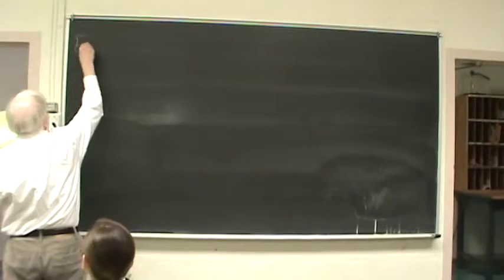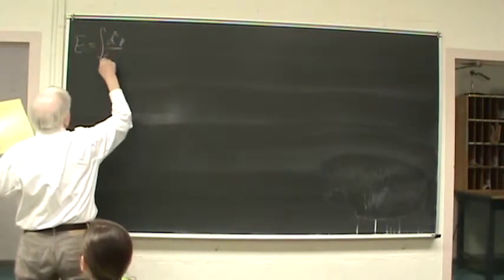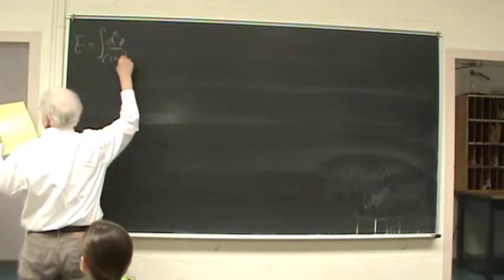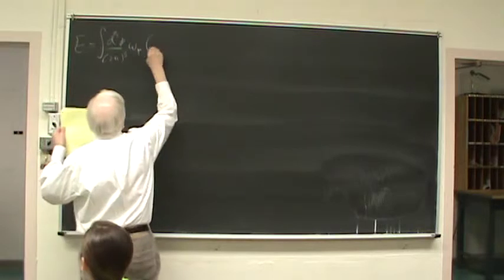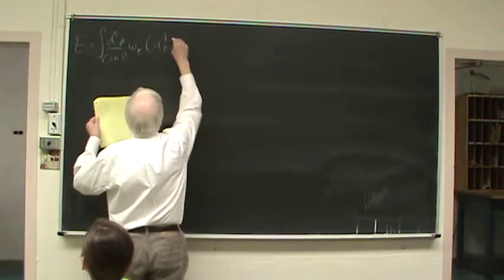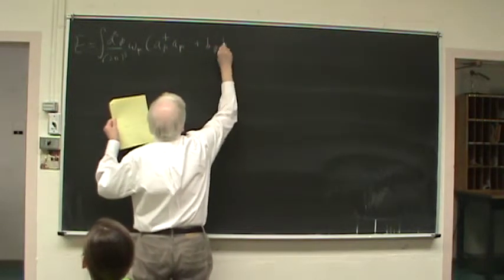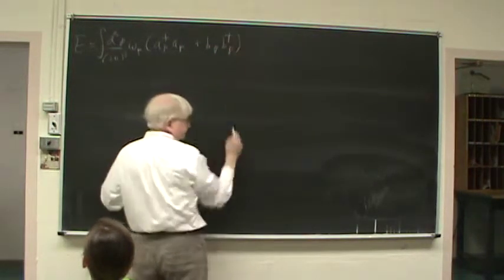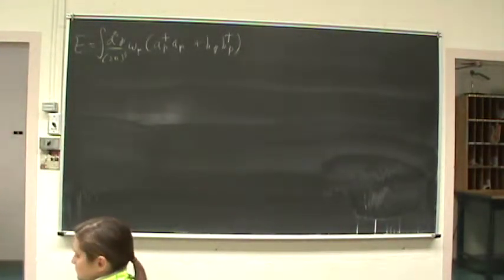What we get is that the energy is an integral d^3p over (2 pi)^3 omega p, that's comforting, ap dagger ap, and then there's the, oops, term. It's bp dagger. Okay, the things are in the wrong order.